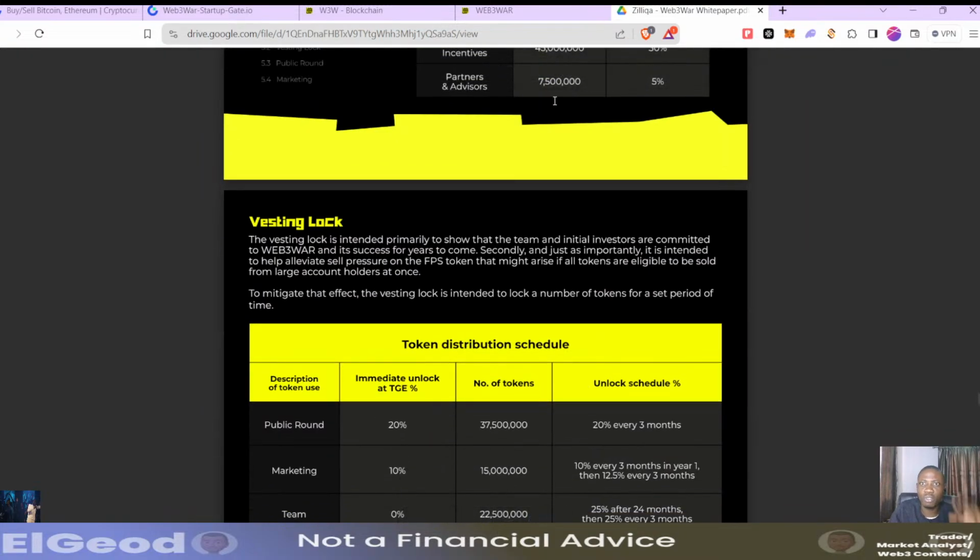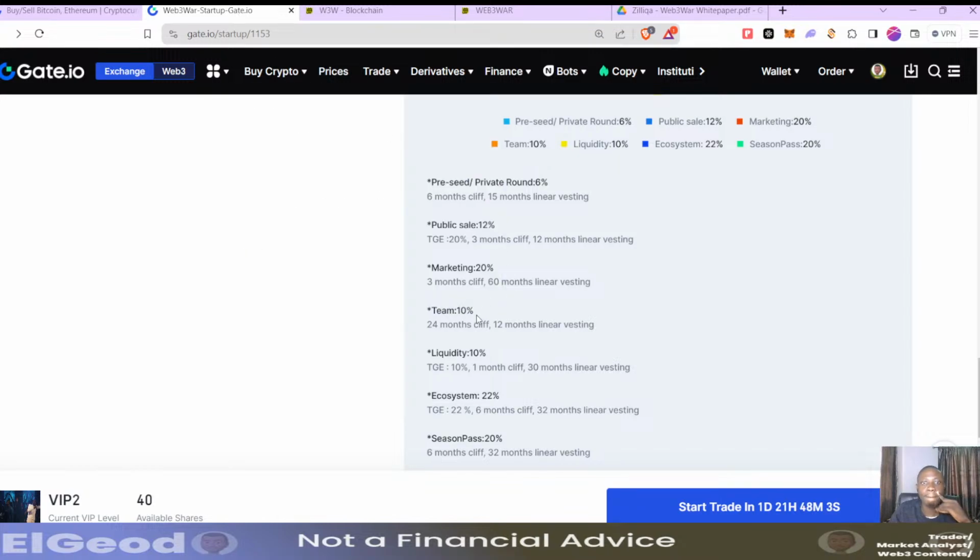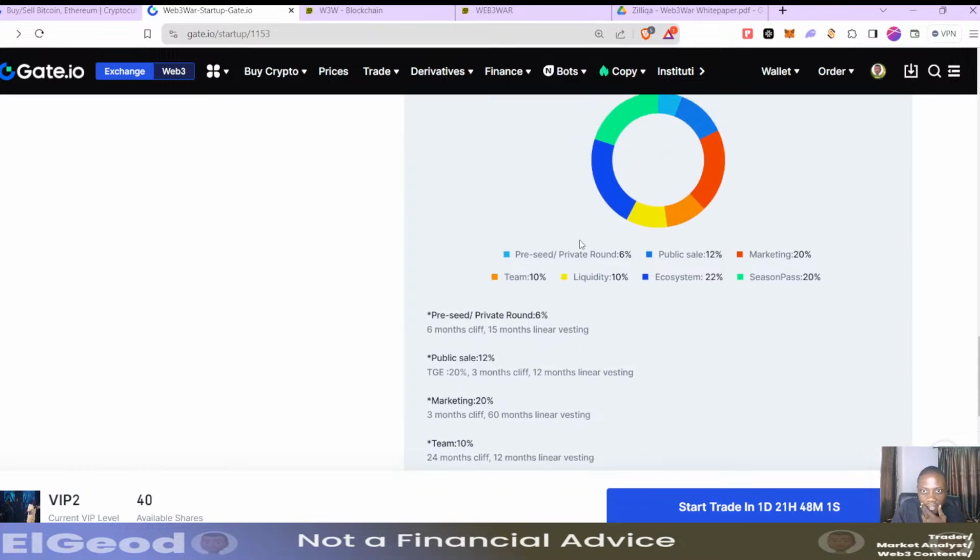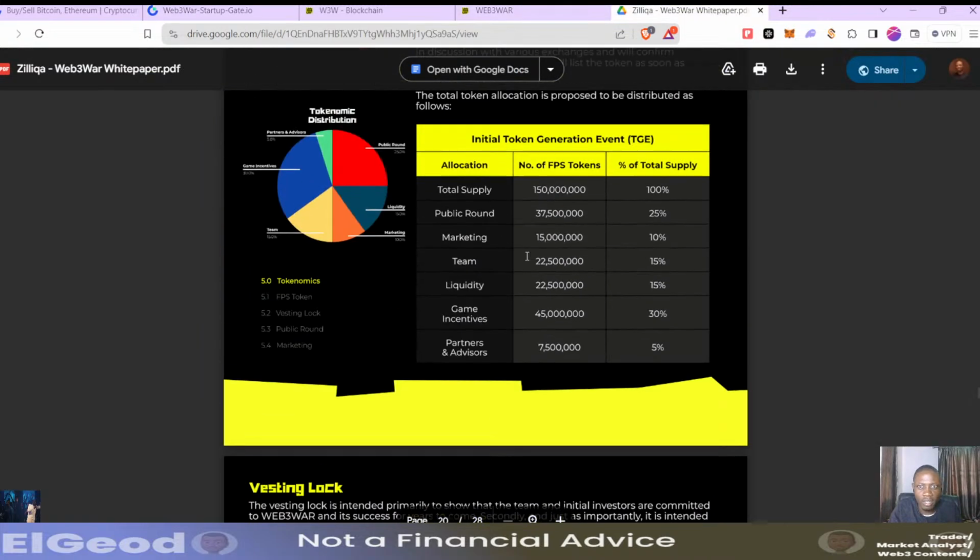I wouldn't talk about that too much, but come with me back to Gate. Now, what do you see here? Just like we have it right there, 6% for private, 12% for public sale, 10% for marketing, 10% for team. This looks quite different from what I told you. 20% for season pass. Look at that.